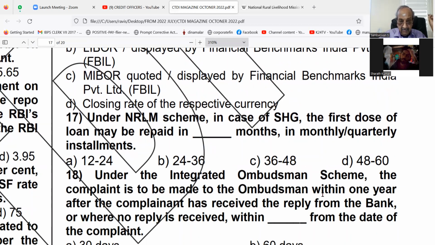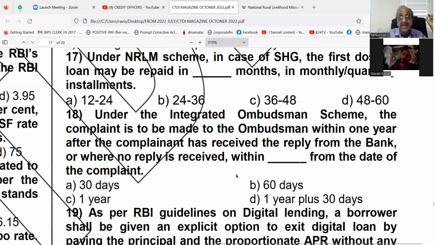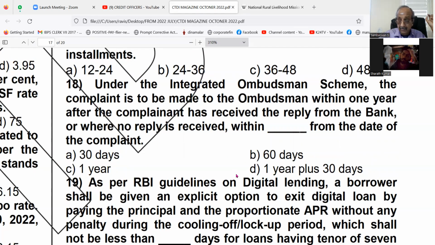Under National Rural Livelihood Mission scheme, in case of self-help groups, the first dose of loan may be repaid in dash months in monthly or quarterly installments. The answer is 24 to 36 months. Go to 18. Under the integrated ombudsman scheme, the complaint is to be made to the ombudsman within 1 year after the complainant has received the reply from the bank, or where no reply is received within dash from the date of the complaint. The answer is D, 1 year plus 30 days.